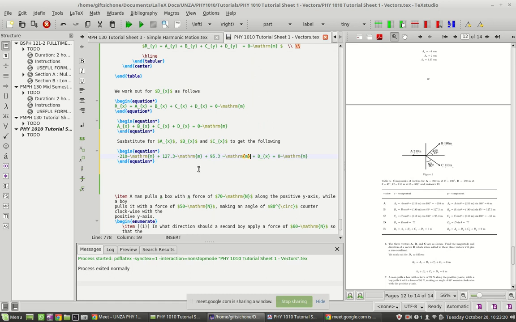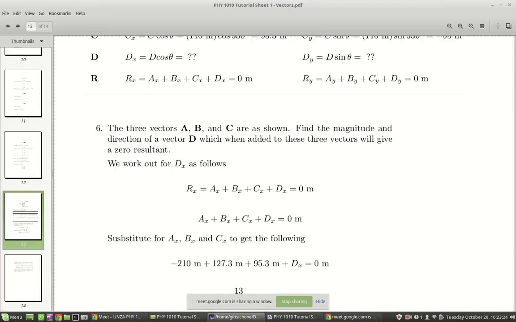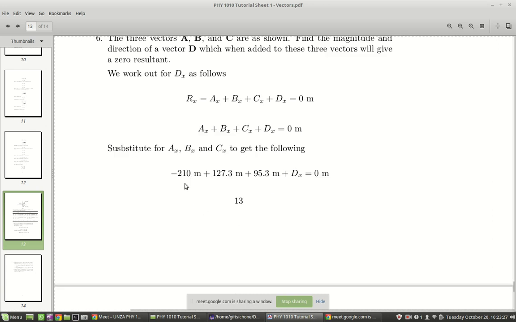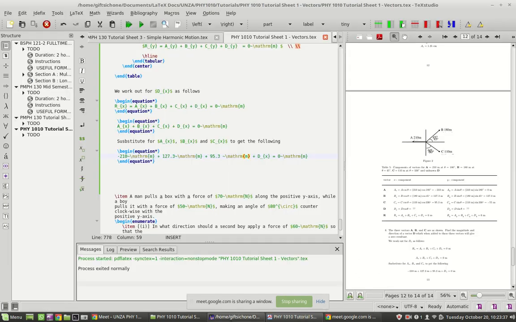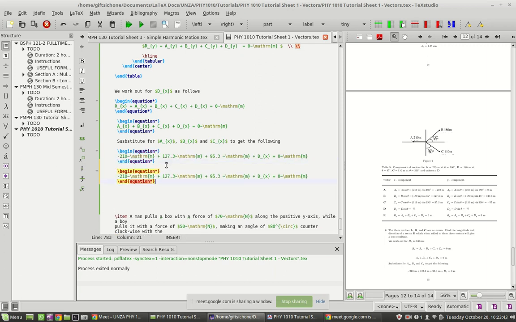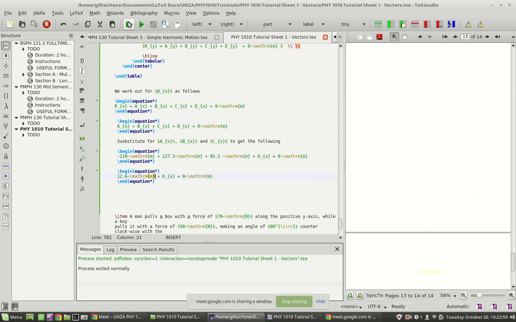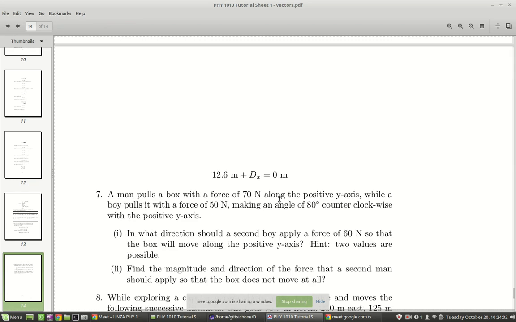Okay, so get that. So minus 210 meters plus 127.3 plus 55.3 meters. How much is this lot here? 12.6. Okay. 12.6 meters plus dx. Therefore, we get dx.